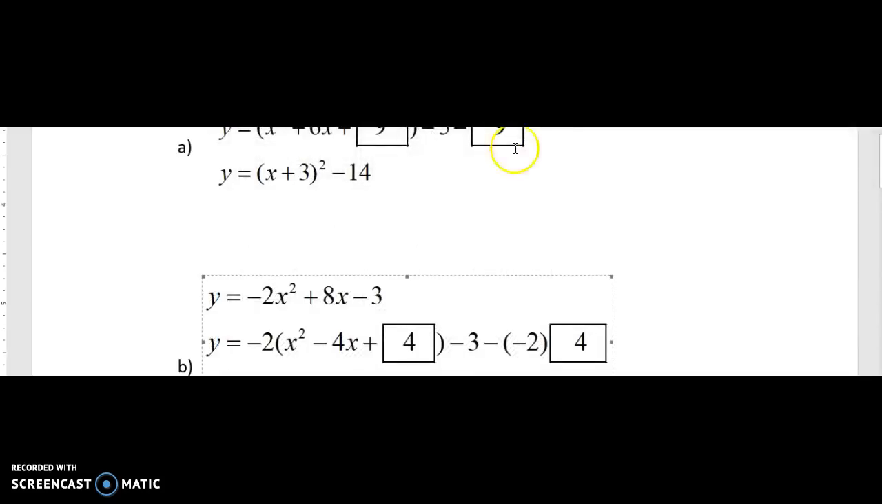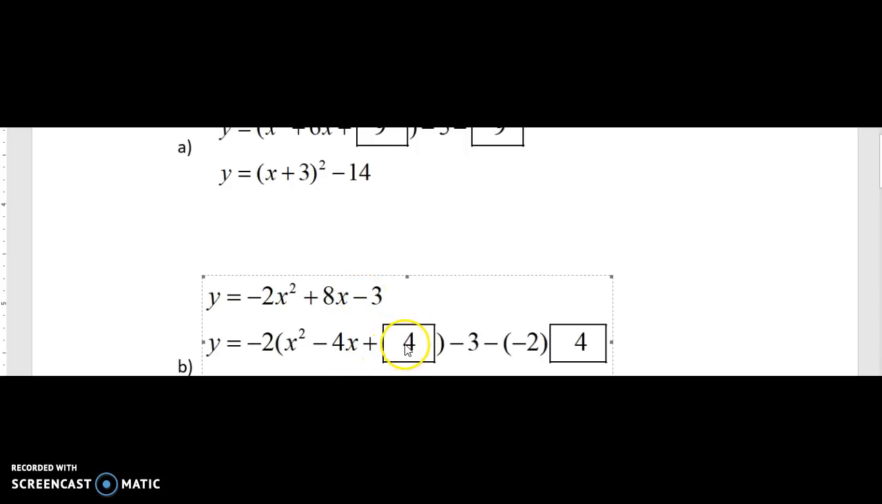I'm going to divide that by 2 and square it, so a 4 goes here. But now, if you notice over here, instead of just subtracting 4, I have this negative 2 after as well. And the reason for that is, remember, I want to be able to multiply everything out and get what I started with, which is this standard form.